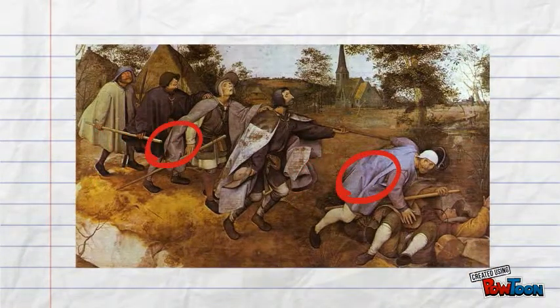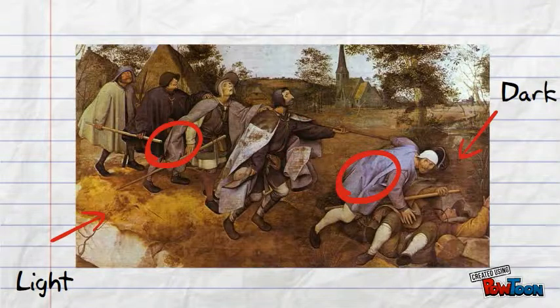Techniques include the sfumato on the robes of the blind men and chiaroscuro, which is a contrast of light and dark in the photo to give it a 3D feel.